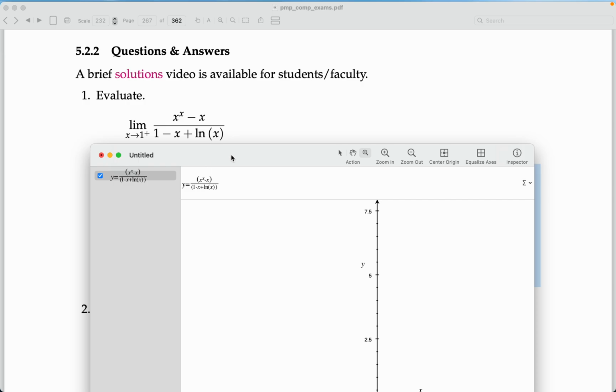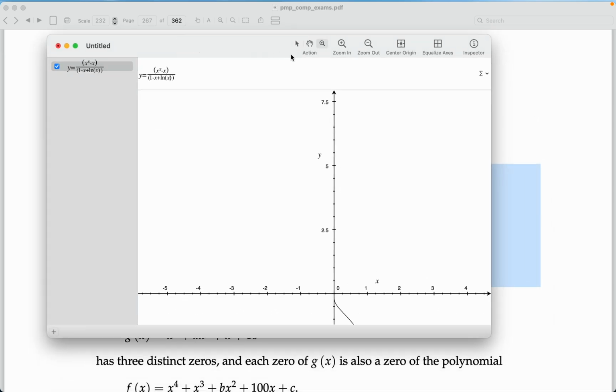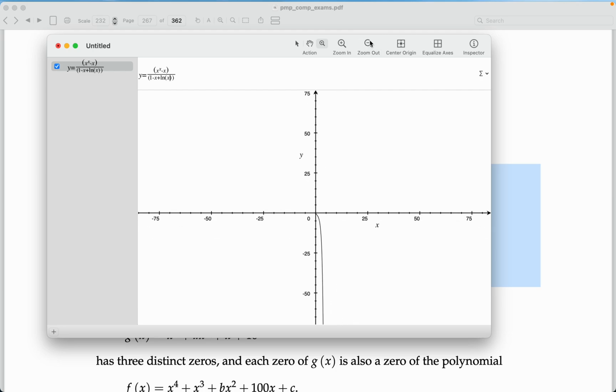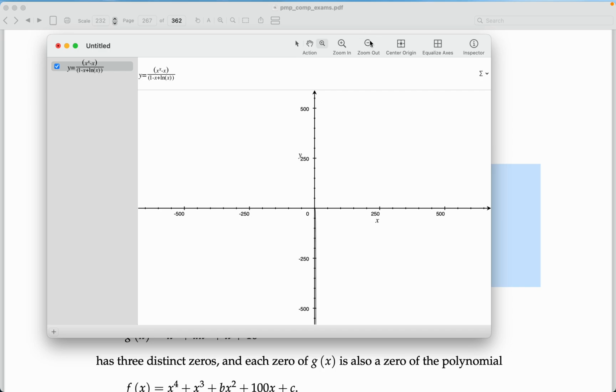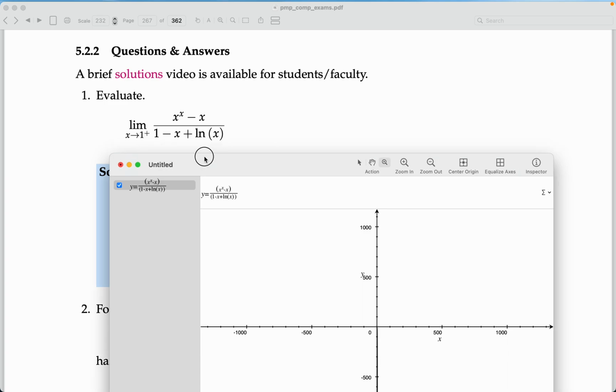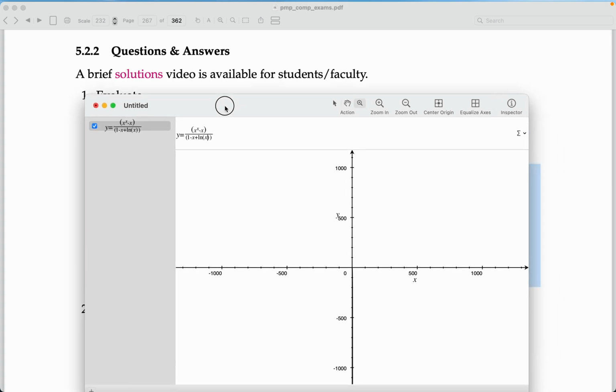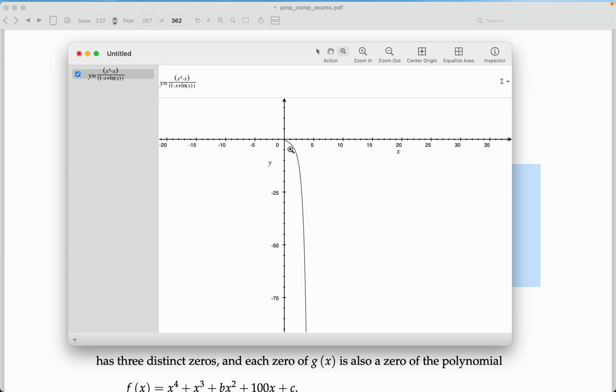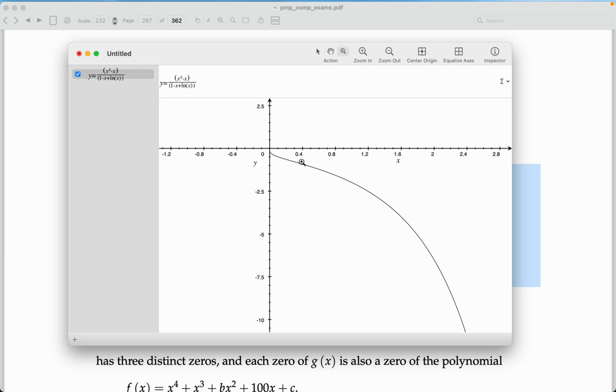Let's see what happens. I don't see any picture. Well, I see part of the picture, but I'm going to zoom out. I think I might have typed in something wrong here. Let me take a look at what I've done. x to the x minus x, over 1 minus x plus the natural log of x. Why am I not getting what I expect to see here? Let me just zoom in, and let me do this again. All right, I'm seeing a better picture.